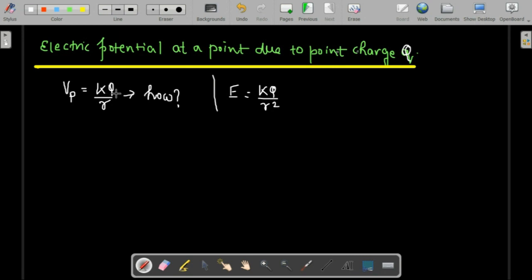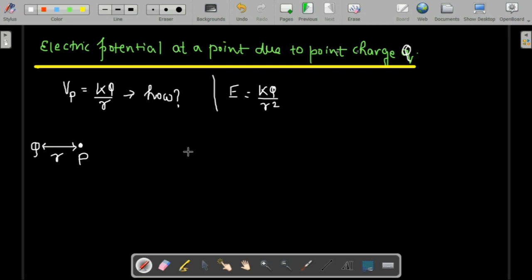For this, what we are going to do is we are going to consider a scenario. The scenario is something like this: I have a point P, and I have the charge Q here, and let's say the distance between this Q charge and the point P where I want to find out the potential is R. This distance is R. So the question is, what is the potential at P due to charge Q placed at a distance R? So what we are going to start with is the definition of work done.